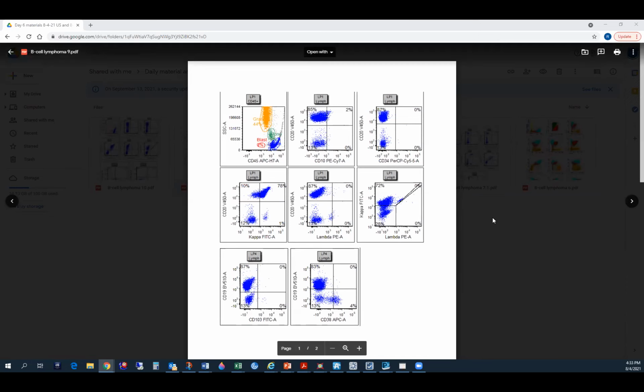I think it's a blood or a bone marrow specimen. There are a lot of granulocytes and monocytes in the background. That's what I saw here. Very good, yes. Perfect.